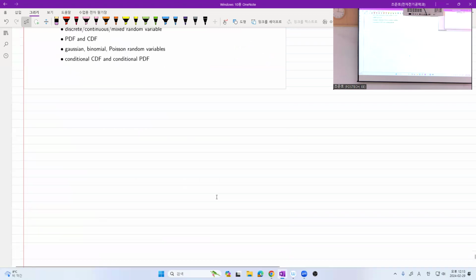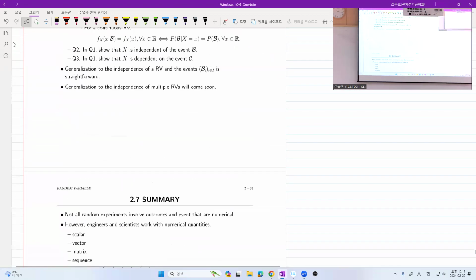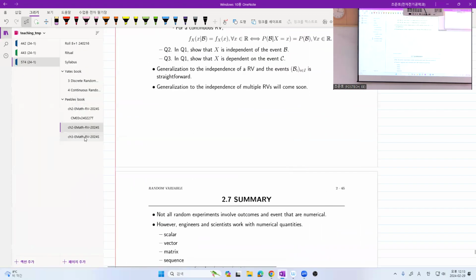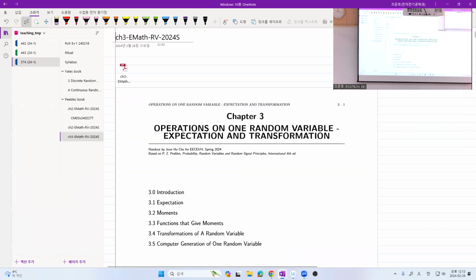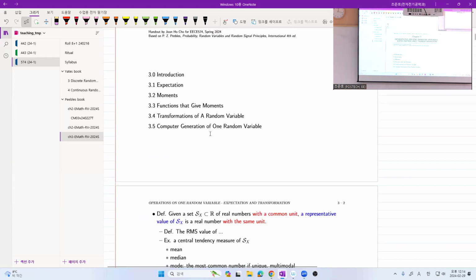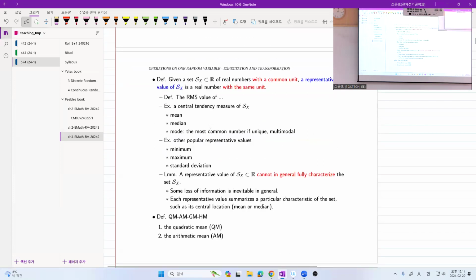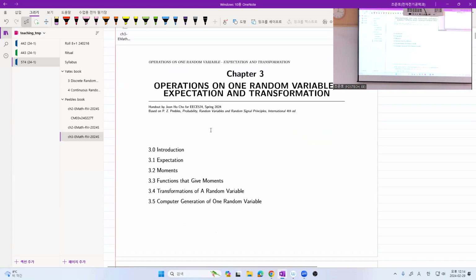So we are done with the second chapter. Unfortunately, even though I updated the third chapter, I couldn't use it. But next time, we are going to talk about expectations, one of the most exciting topics in probability theory. And there is much to talk about because it's an interesting topic.